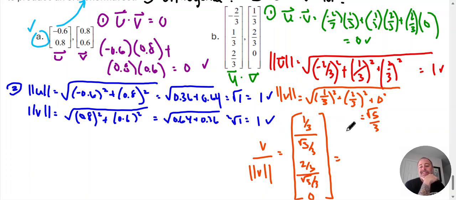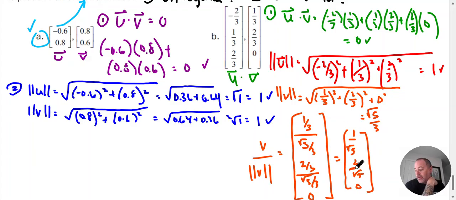And just to make this look a little bit better, we're going to multiply both top and bottom by 3. So our first component is 1 over the square root of 5. And then our second component is 2 over the square root of 5, again multiplying both sides by 3. That's supposed to be a 5, guys, sorry. And then 0. So my computer is slowly dying here, but we're good. So 1 over square root of 5, 2 over square root of 5, and 0.